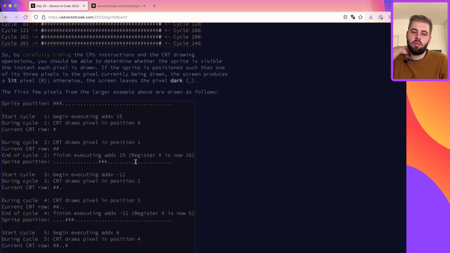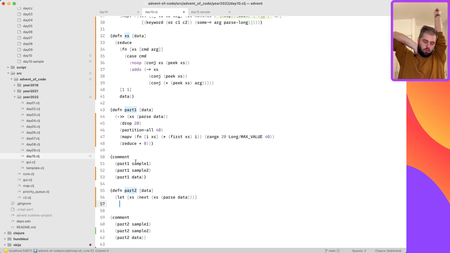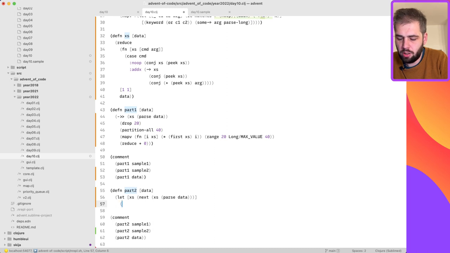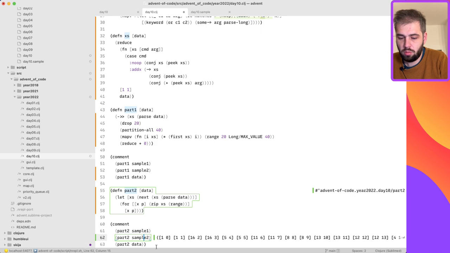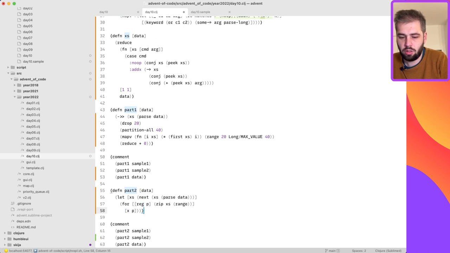So we need to iterate over two sequences in parallel. One is going to be pixel ID, and the other one is going to be this. So basically, probably for zip access range. So it's X and this is P, whatever. Right. So P is pixel, which pixel we are looking at. X is, let's call it reg, actually. We probably want horizontal, but, well, no. Yeah, I probably don't care about this.